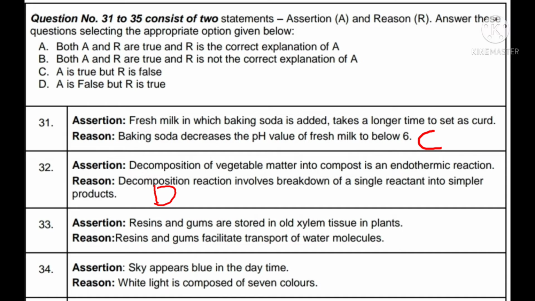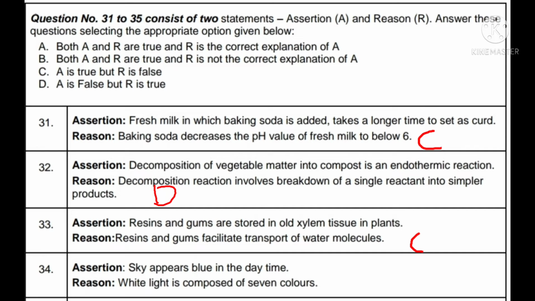Question number 33. Assertion: resins and gums are stored in old xylem tissue in plants. Reason: resins and gums facilitate transport of water molecules. Here the correct answer is option C. A is true but R is false.